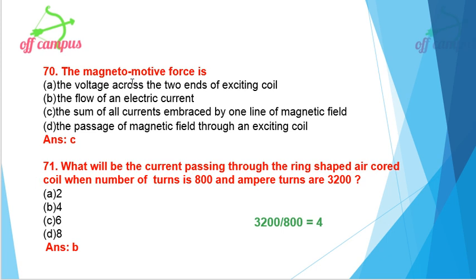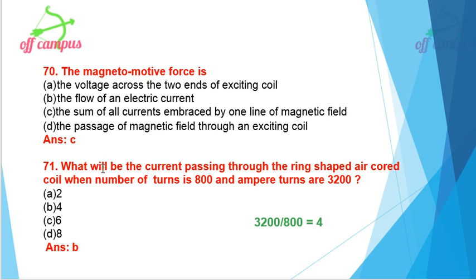Then what is the magnetomotive force? The voltage across the two ends of the exciting coil, the flow of an electric current, the sum of all currents embraced by one line of magnetic field, or the passage of magnetic field through an exciting coil. So, the magnetomotive force is option C, the sum of all currents embraced by one line of magnetic field.